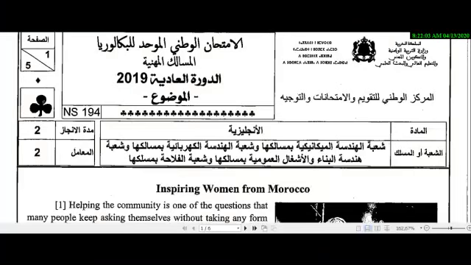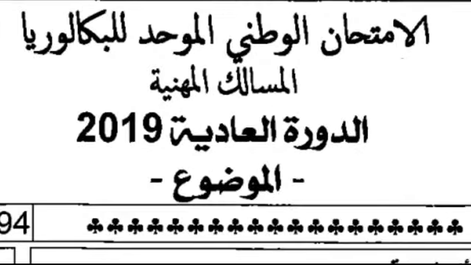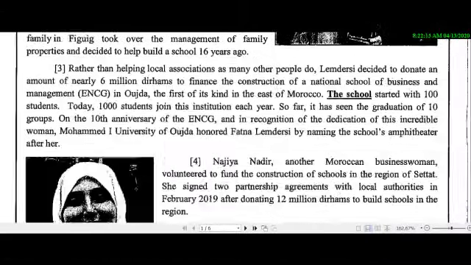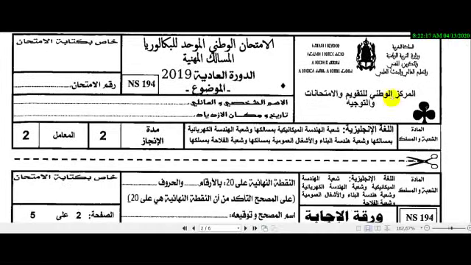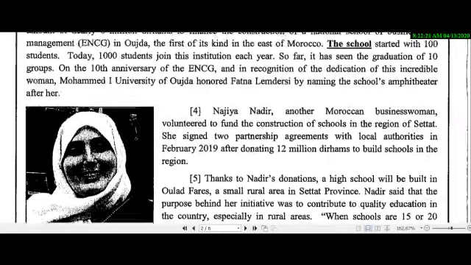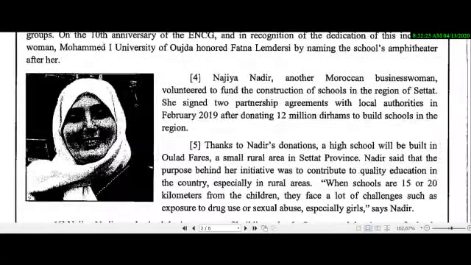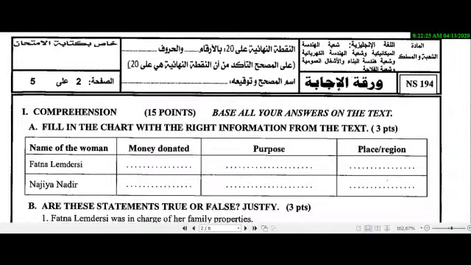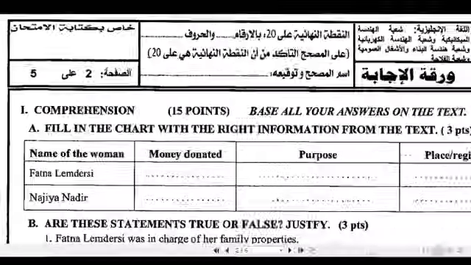Hello everyone. Today I'm going to give you an idea about what the national exam would be like. The national exam is composed of three parts. The first part is a text with comprehension questions, as you can see here. We have a paper just for the text, and a second paper in which we have the comprehension questions.